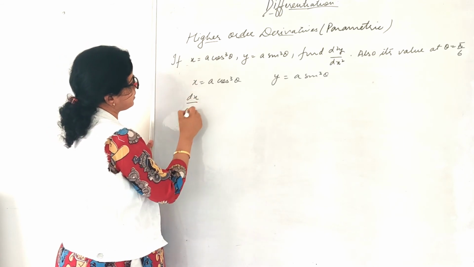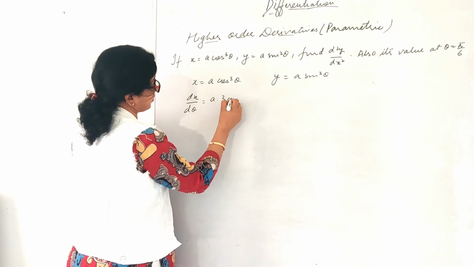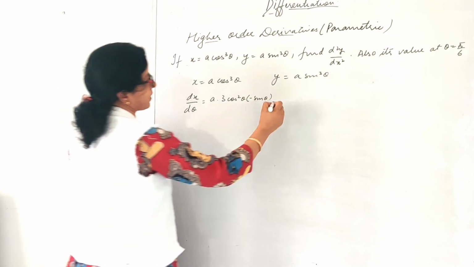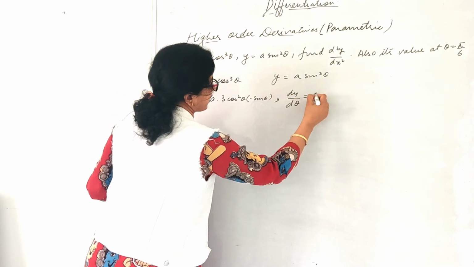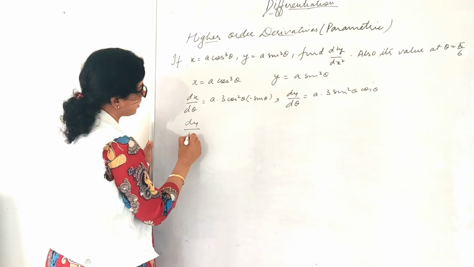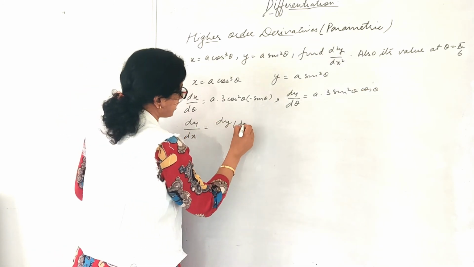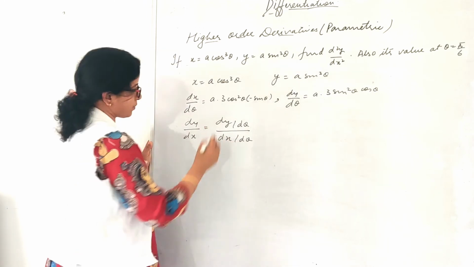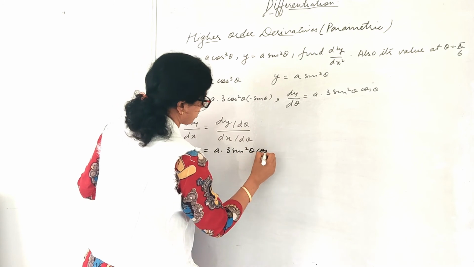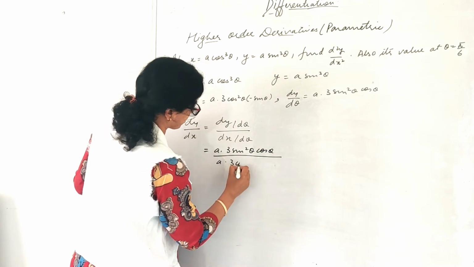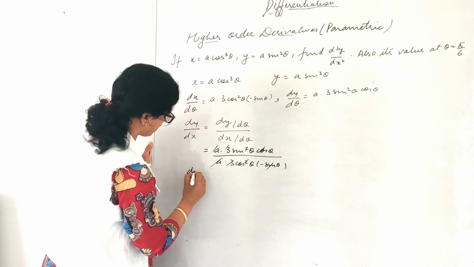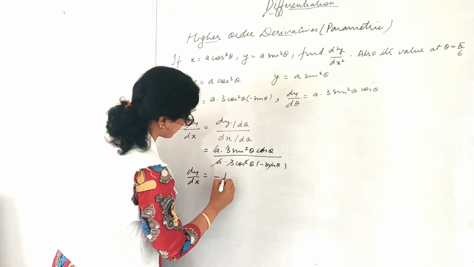So dx by d theta is this, and what is my dy by d theta? It is this. So dy by dx equals dy by d theta upon dx by d theta. Substitute the values: a b sine square theta cos theta upon a 3 cos square theta minus sine theta. Cancel whatever can be cancelled. So I am left with dy by dx equals minus tan theta.